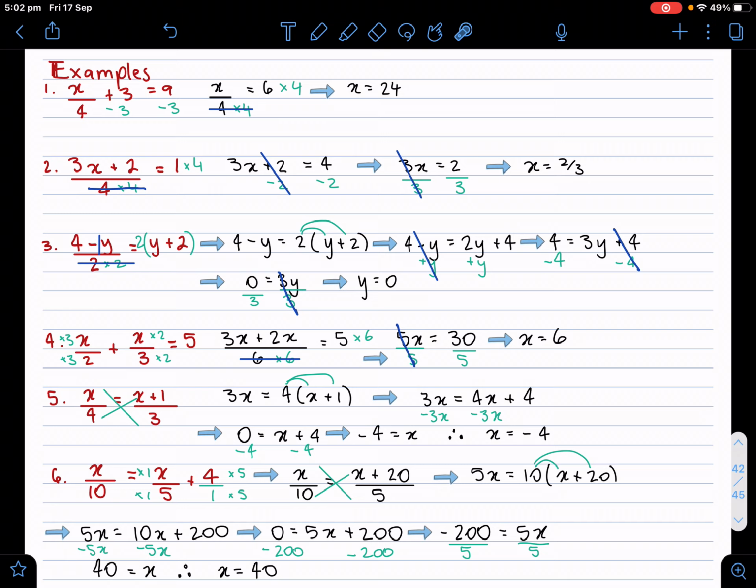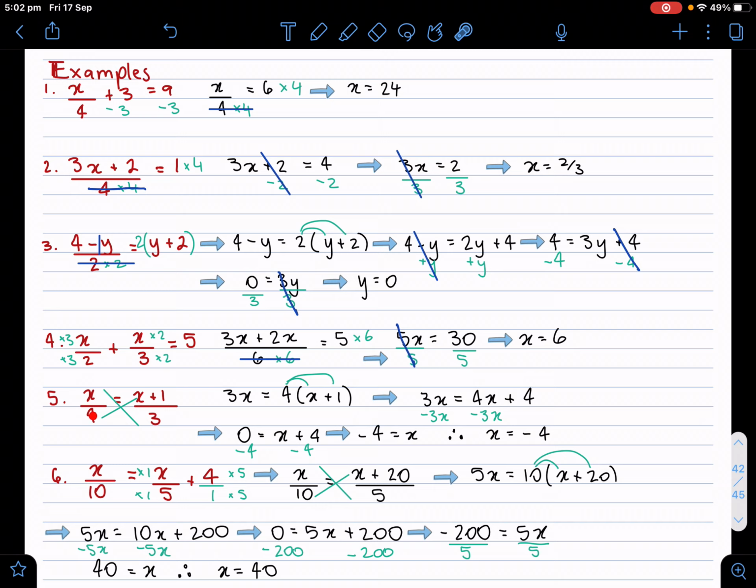Let's go on to the next example. The next example is a very common example when you have one fraction with an equals and another fraction on the other side. So that is, you have a over b equals c over d. That's the syntax we like to call it.